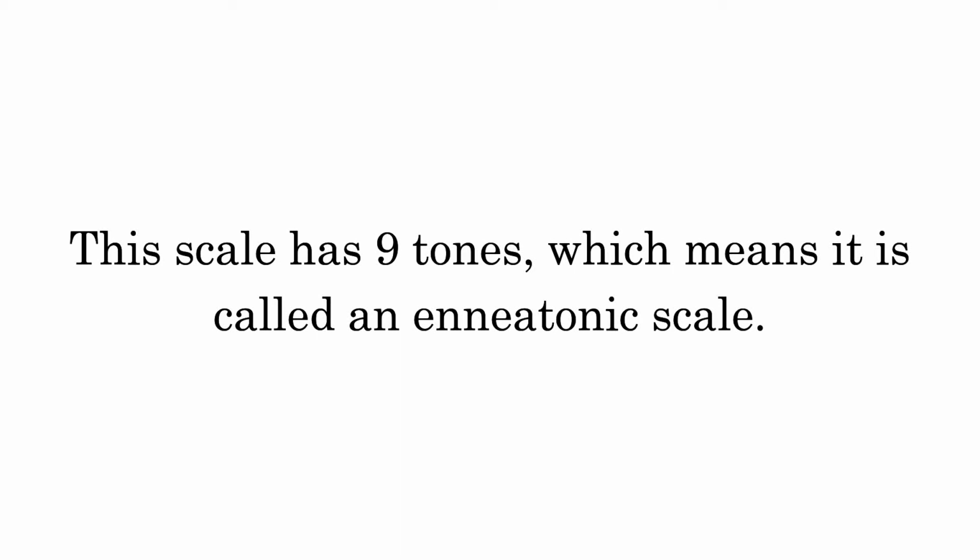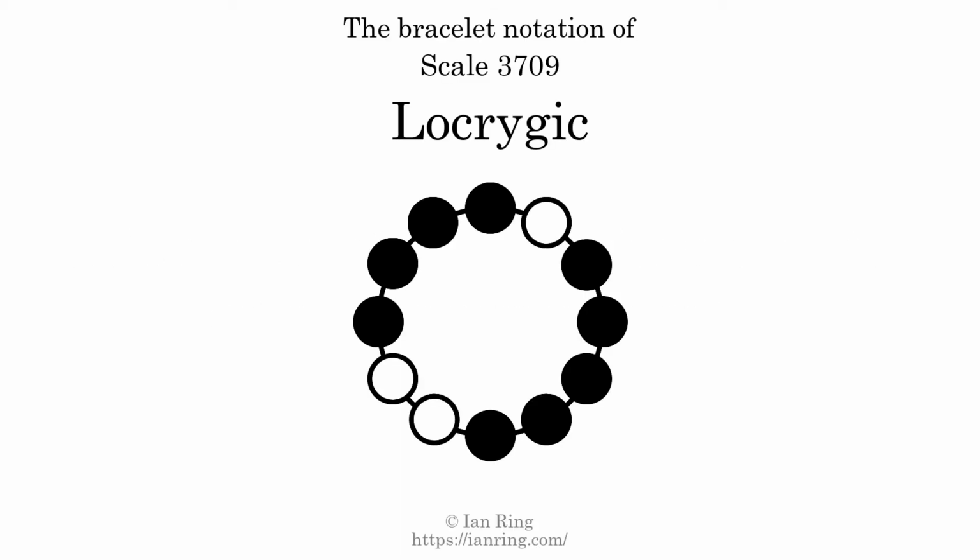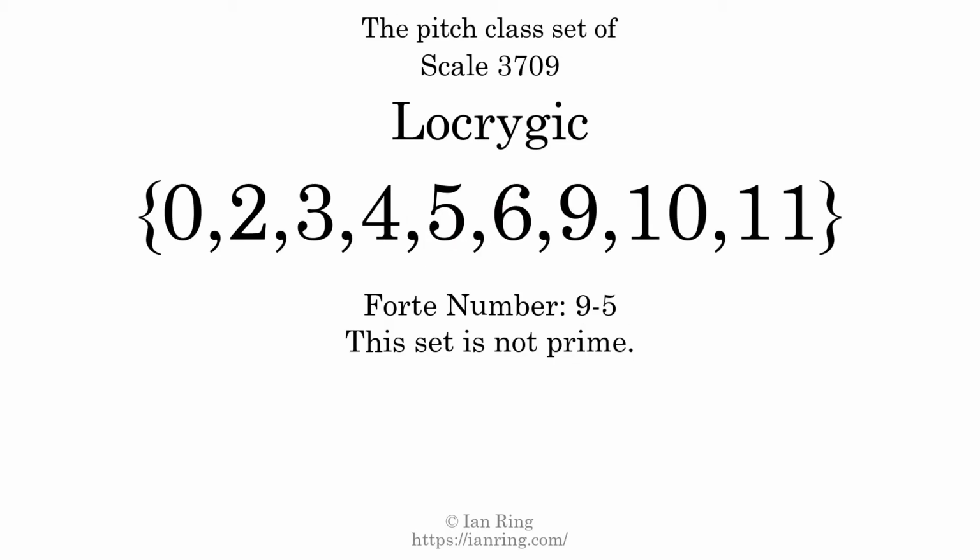This scale has 9 tones, which means it is called an enneatonic scale. This is a bracelet notation diagram of scale 3709. The shaded circles represent tones that appear in the scale, and they are read clockwise, starting at the top. The pitch class set for this scale is 0, 2, 3, 4, 5, 6, 9, 10, 11.